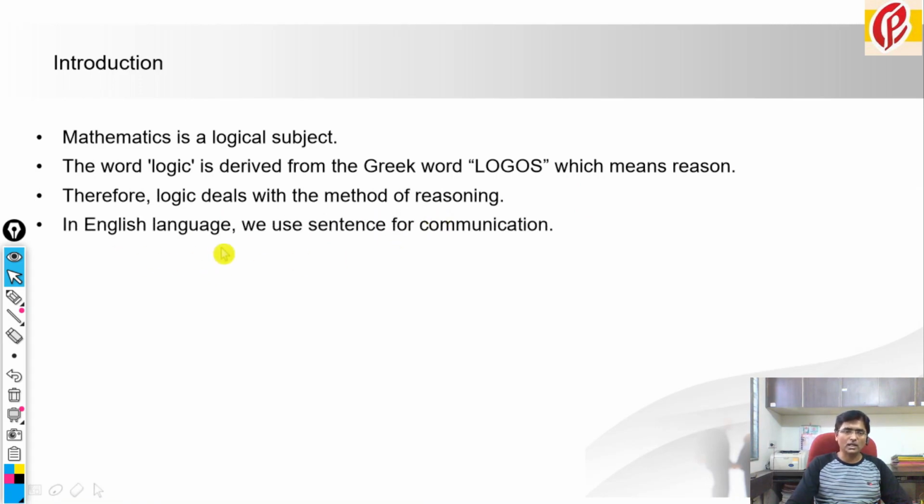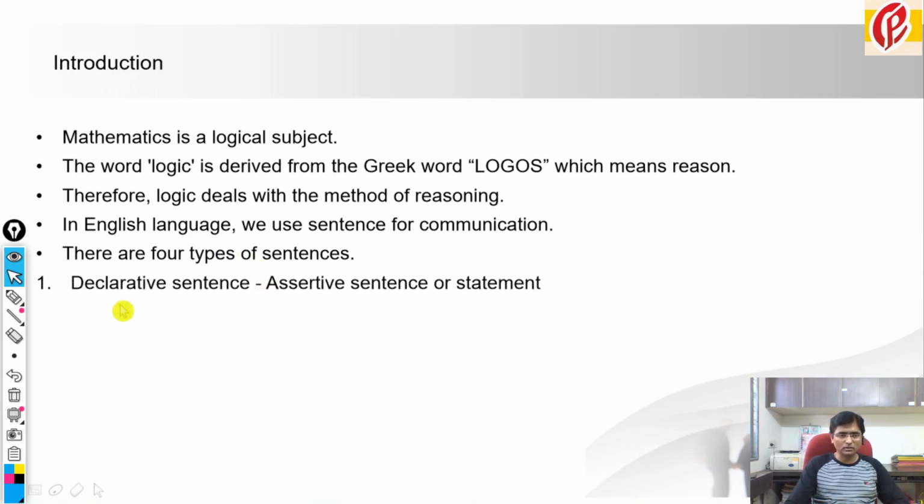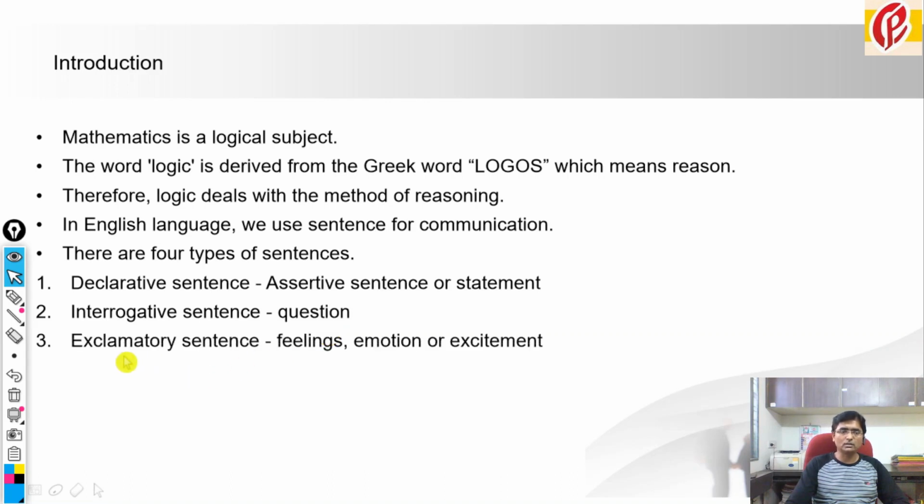You know that in the English language, we use sentences for communication. And there are 4 types of sentences in the English language. First is the declarative sentence, that is an assertive sentence or statement. Second is the interrogative sentence, that means question. Third one is the exclamatory sentence, that means feeling, emotion or excitement. The last one is the imperative sentence, that is command, request or advice.